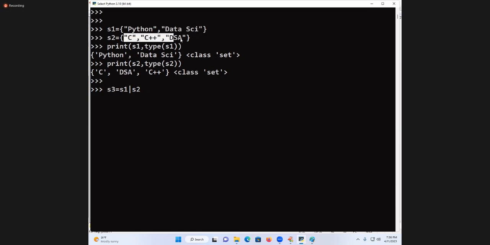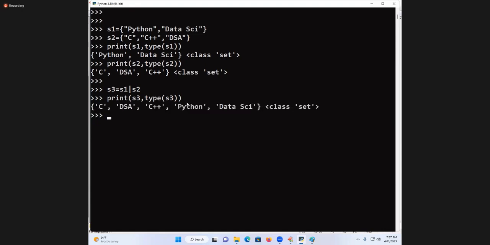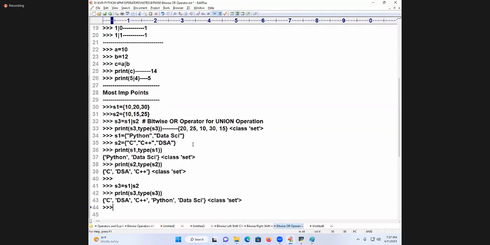Similarly, data science with all: 1 or 0, 1 or 0, 1 or 0, data science. Next, C with Python 1 0, 1 0, 1 0. C++, 1 0, 1 0, C++. DSA 1 0, 1 0, DSA. So print what here? Print S3. Are all the subjects coming or not? This is the important point, students. Are you able to get my points?